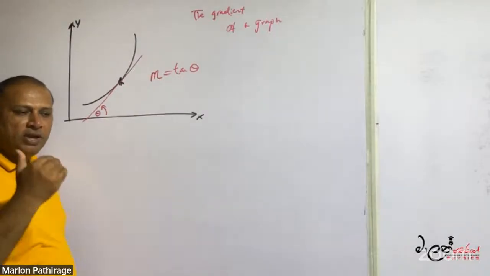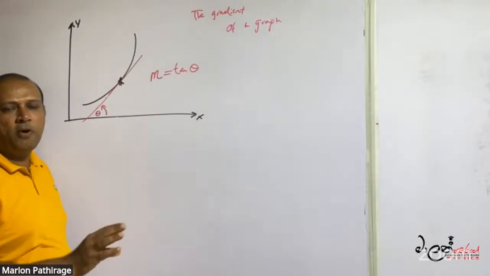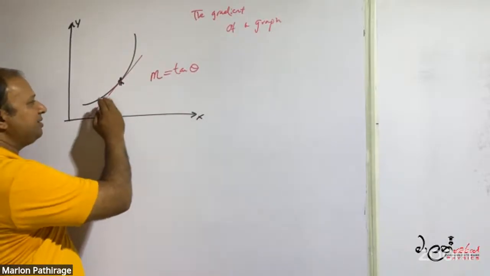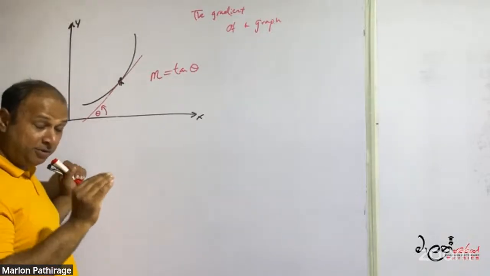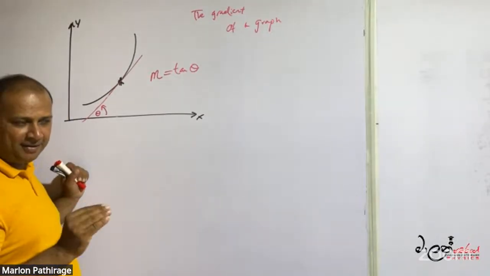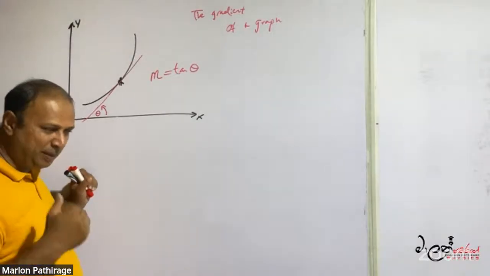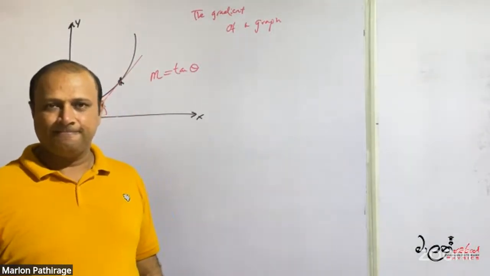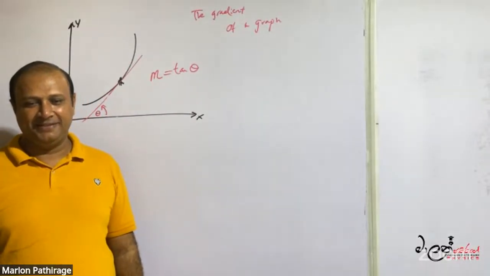Therefore, we have to define the gradient for a particular point. That should be understood first. The gradient varies from point to point. Therefore, we have to define the gradient for a particular point. Is that clear? If it is clear, please raise your hand. Thank you.